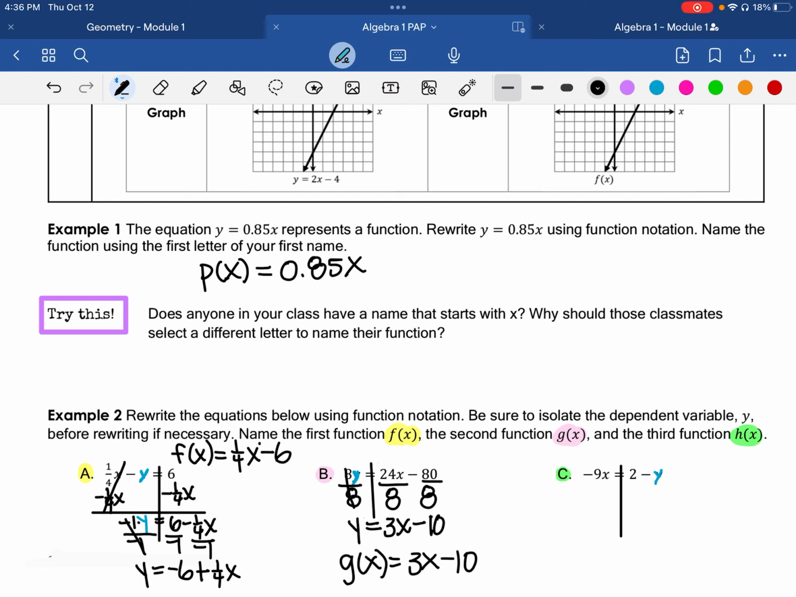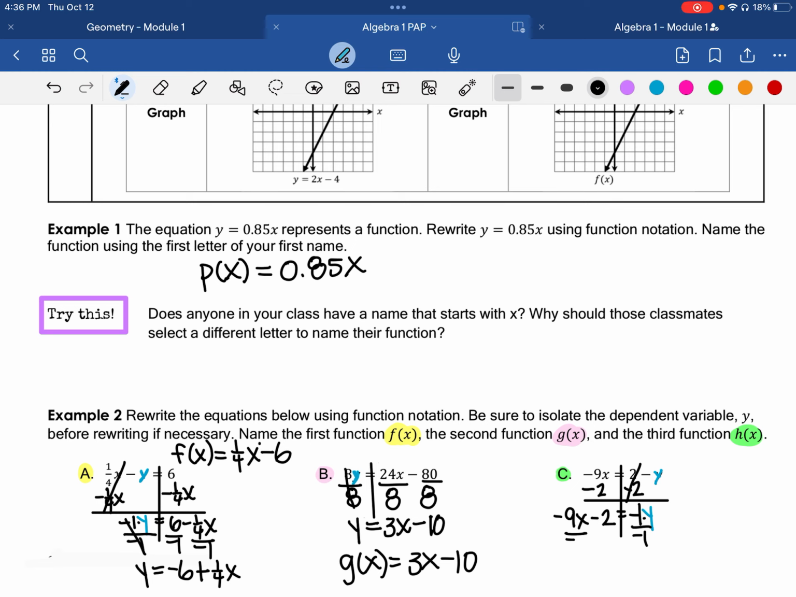I see a 2 and I see a minus with that y. I must move the 2 first because anything that's in front of that y or behind that y that's not attached to it has to go first. So I'm going to move that 2. I cannot subtract it from the 9 because the 9 has an x and the 2 does not. I have to remind myself it is that -1 once again.